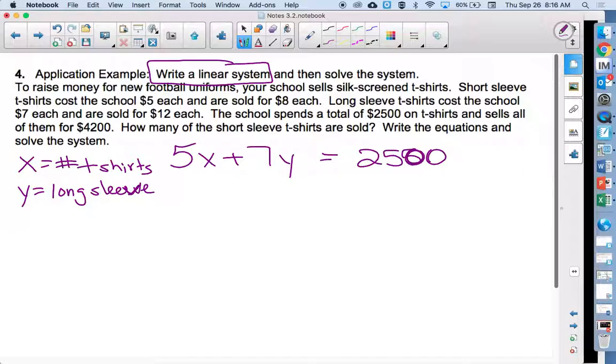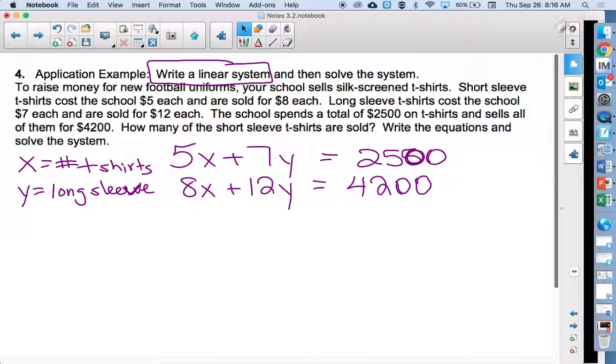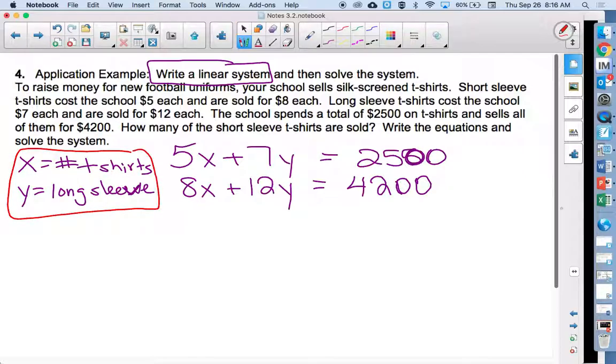What money are we bringing in, Chris? 8x plus 12y. And how much do we earn total? 4,200. $4,200. Make sure you define the variables that you're using so we know what x and y mean. The x would be the short sleeve, the y would be the long sleeve t-shirts. And then I'd say elimination probably is a good method to use for this one. You're going to get some big numbers because we're dealing with larger numbers on the other side, but it still works out nicely.